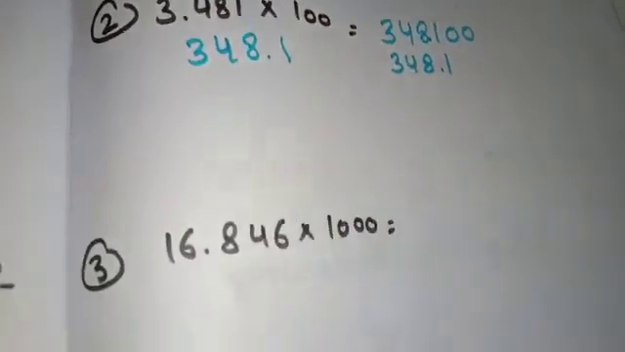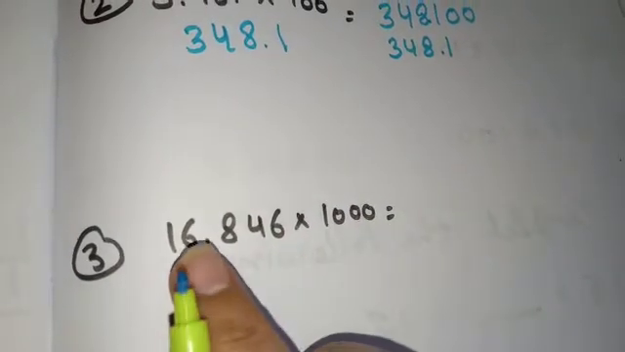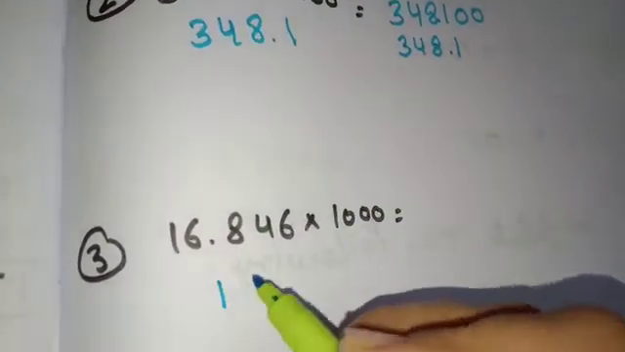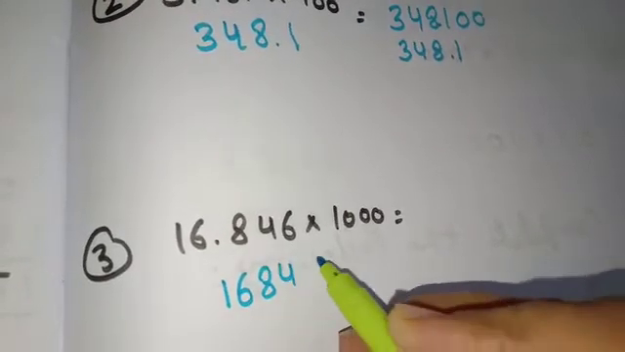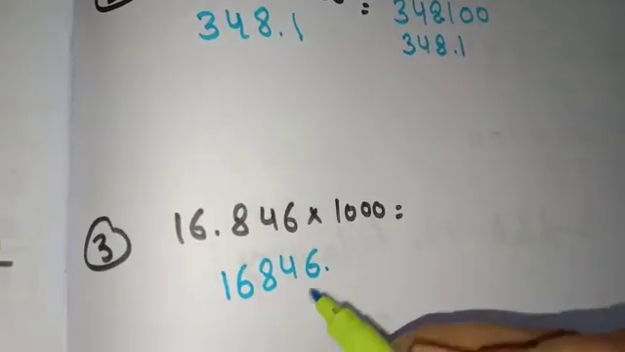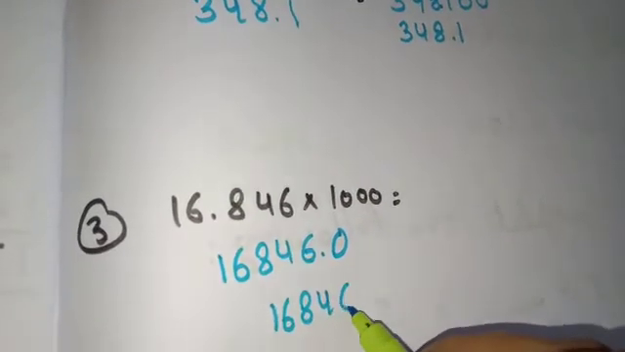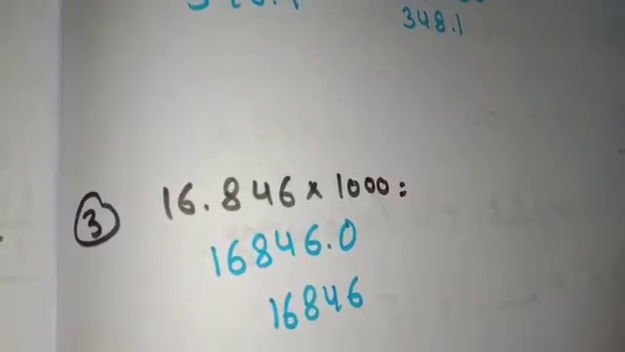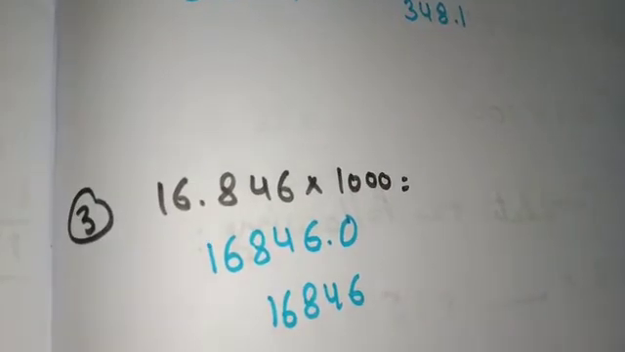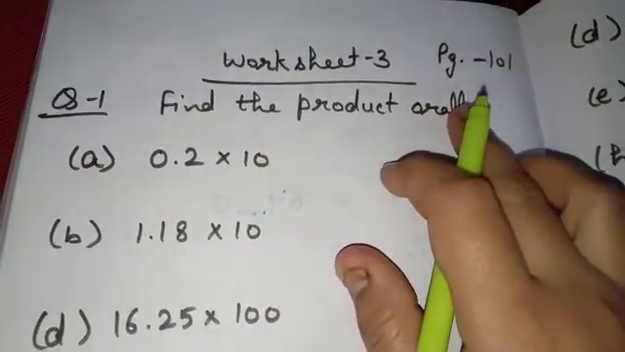If the same shortcut we apply here, this is 16.846 multiply 1000. We are having three zeros, so the decimal will shift three digits, so it will be 16846. Then the point in the end means there is zero after the point and we can leave that zero, so the answer will be a whole number 16,846. If there is no point in the decimal, it means the point is at the end. Now with the same methods, let's start worksheet 3, which is at page number 101 of our book.